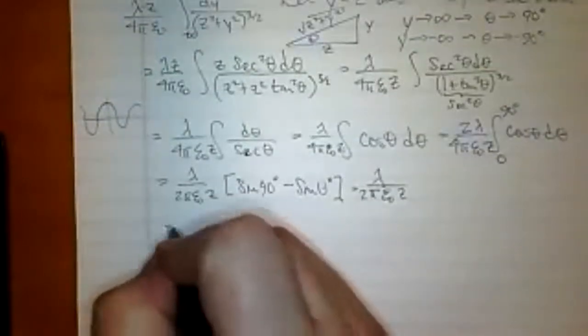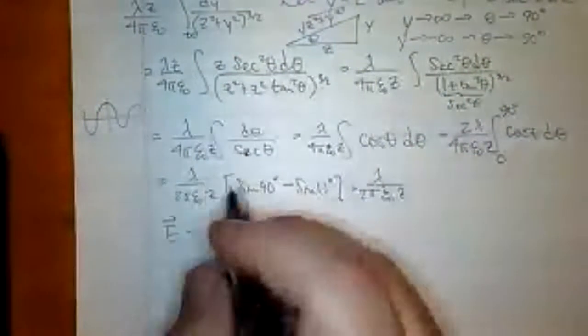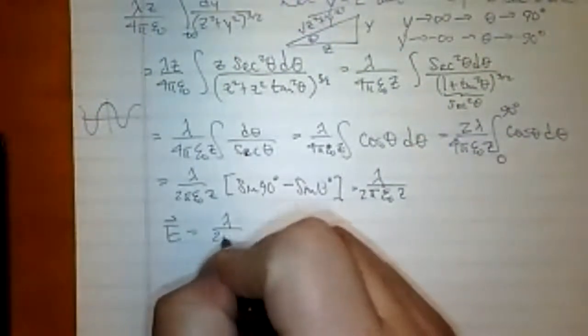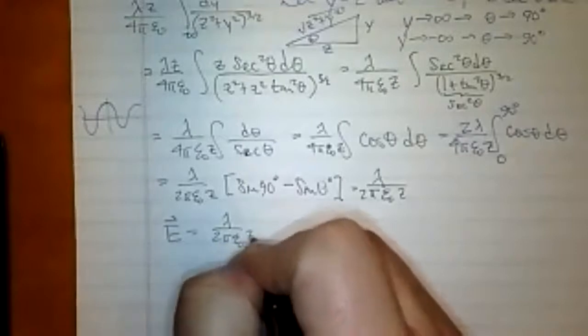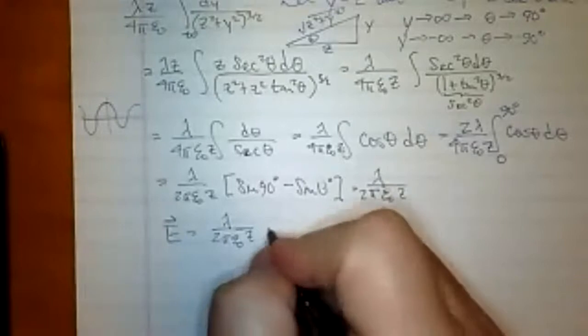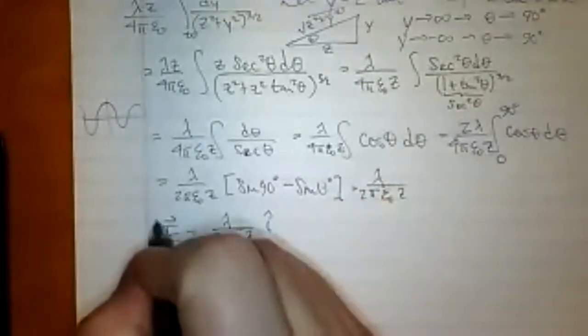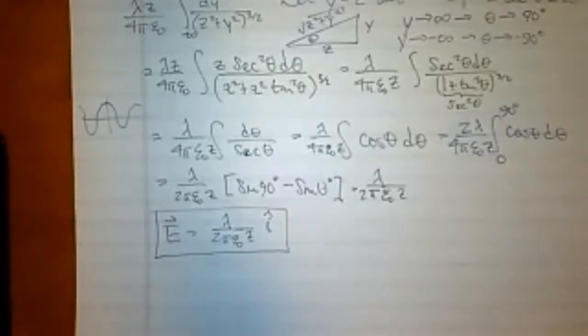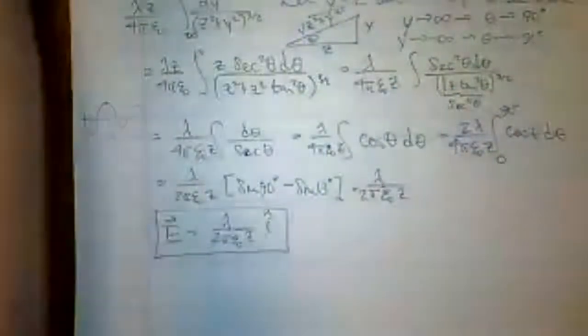And in fact, our electric field is now, remember, it had the i hat in front of it before I just started working on the integral itself. So now I have lambda over 2 pi epsilon naught z, and that should be pointing in the i hat direction. That's it. That's the mother of all integration problems.